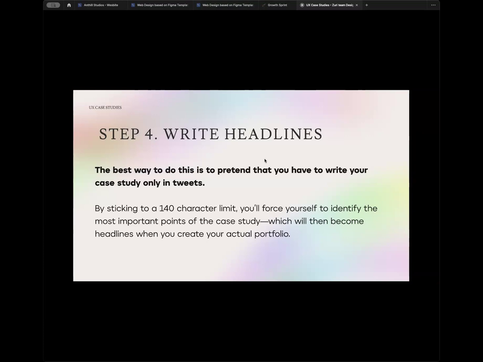You can choose to go maybe slightly higher. I don't know. But working with the character limit will force you to identify the most important points of the case study, which would then become headlines when you are actually trying to put this out there. So headlines are important, right? And whenever you're trying to write them, ensure that you make them as concise as possible.